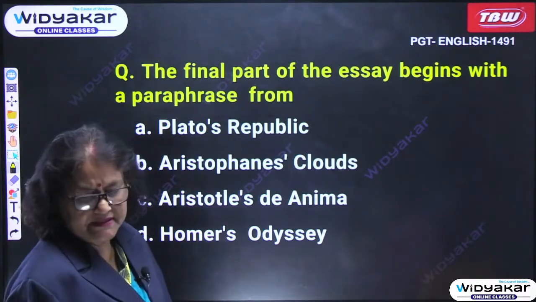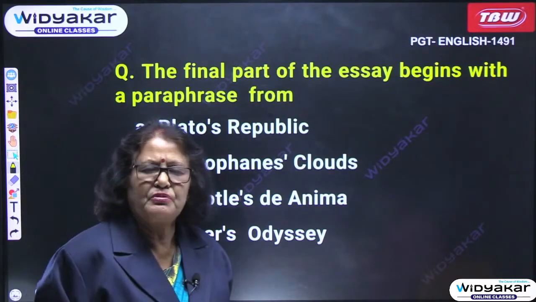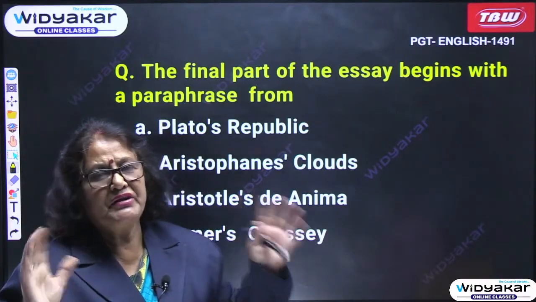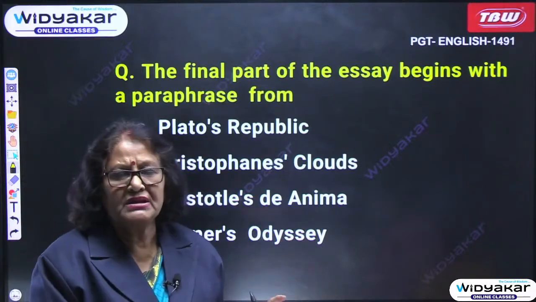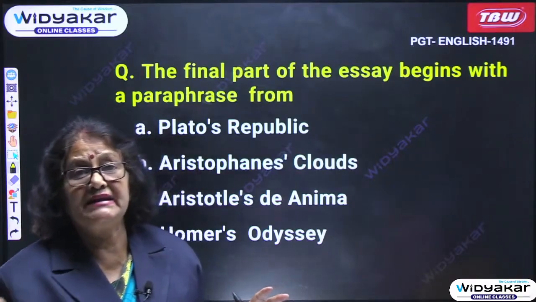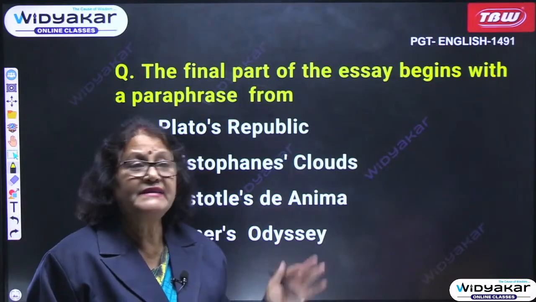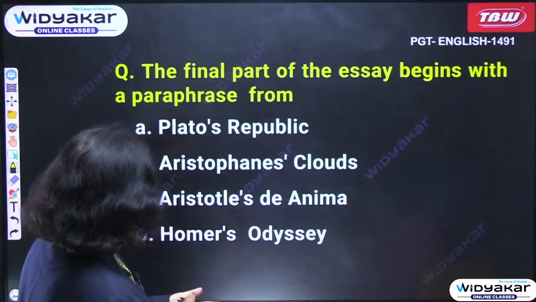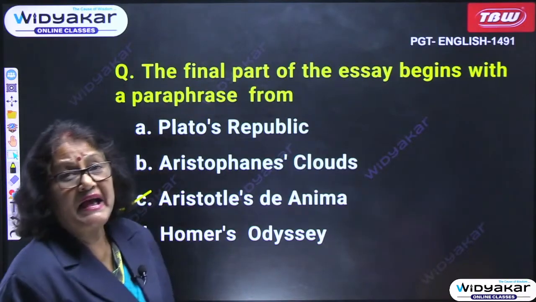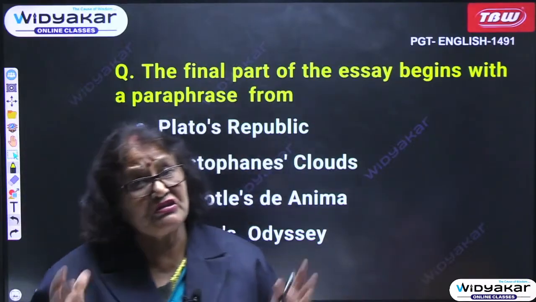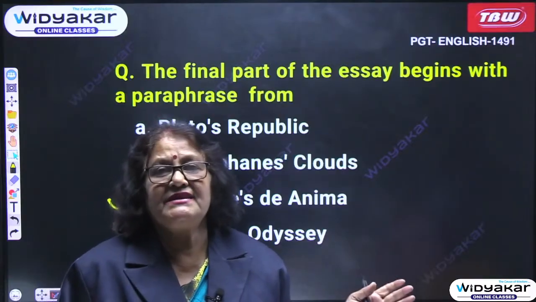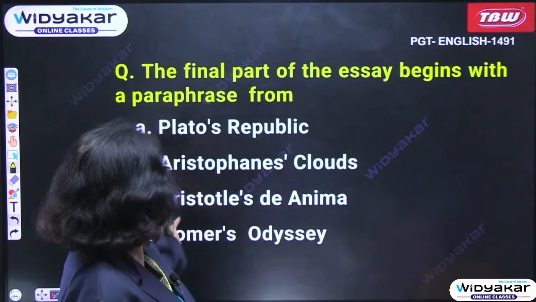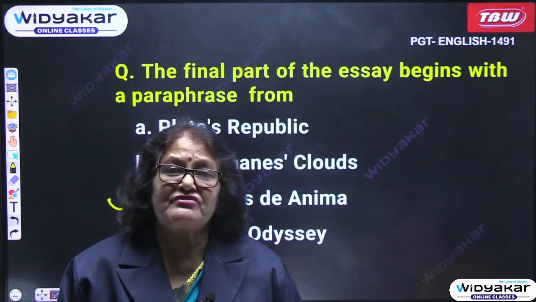The final part of the essay, in the final conclusion, Eliot says in theory that poetry is not turning loose of emotion but escape from emotion. Poetry is not turning loose of expression of personality but escape from personality. It is option C, the right answer. It is Aristotle's De Anima, where anima means soul, human body and soul, where Aristotle speaks about it. So T.S. Eliot, while winding up his essay Tradition and the Individual Talent, mentions Aristotle's De Anima.